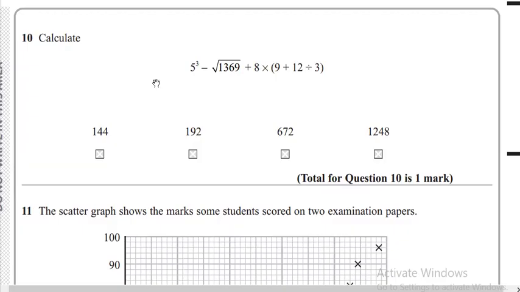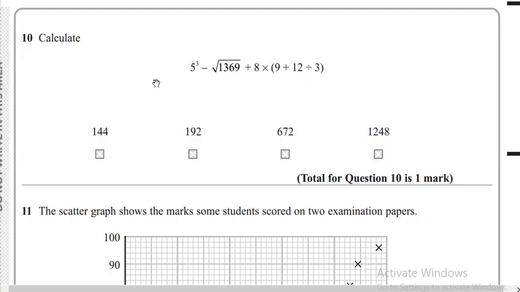So I'm going to use the calculator here and I'm going to write it step by step. Let's see. So we have 5 power of 3. You can do this with the calculator, of course. As I said, when you finish writing the power, you have to push the right arrow. So you go down from the power, and then you write negative square root 1369. And then you have to go out from the root, same idea. So you don't write something else under the root. And then plus 8 times bracket 9 plus 12 divide 3, and then you close bracket.